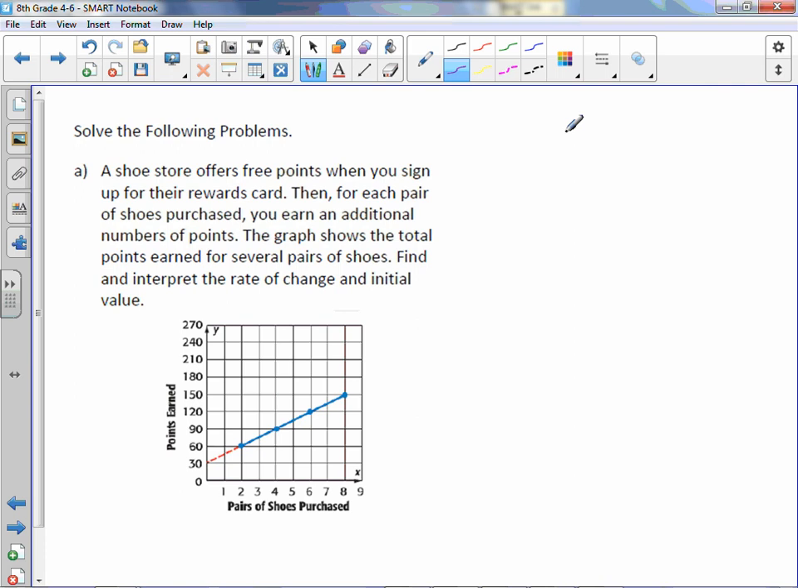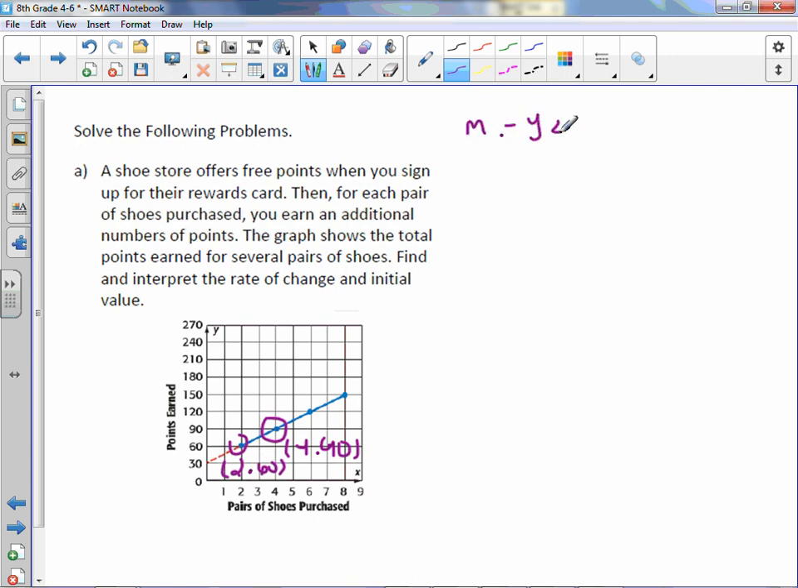In order to find the rate of change, we need to determine what the slope is by using 2 points. The slope is the rate of change. So we'll use these 2 points right here. This point is (4, 90). And this point over here is (2, 60). These will be our x1, y1, and x2, y2.